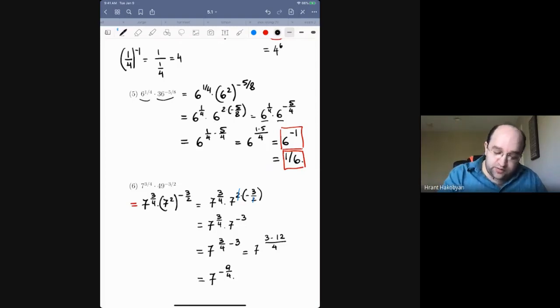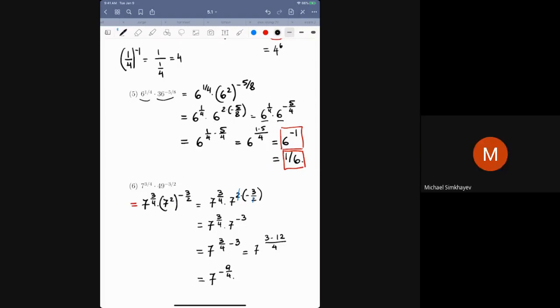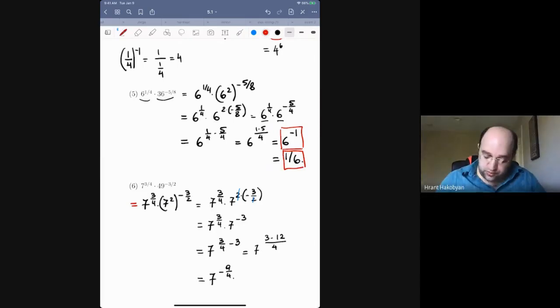Okay, and we can leave the answer like that. Or simplify it further, like 1 over 7 to... I mean, we can simplify in many different ways. For instance, 9 over 4 is equal to 2.25. So you can write 7 to power negative 2.25, or you can write 1 over 7 to power 2.25. But any of those answers would be okay.